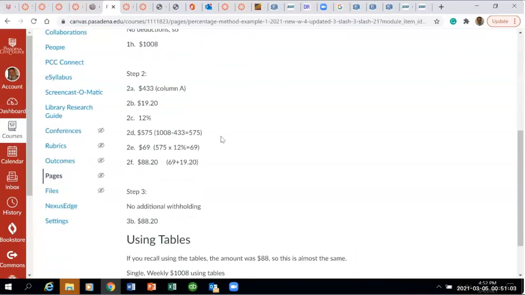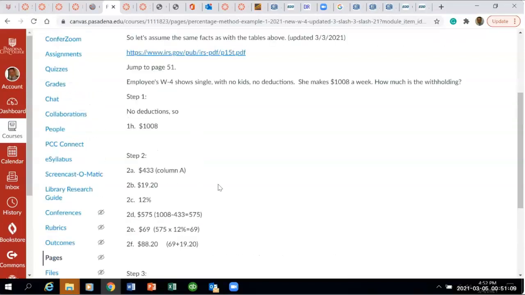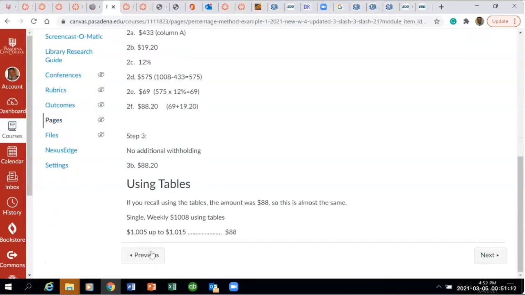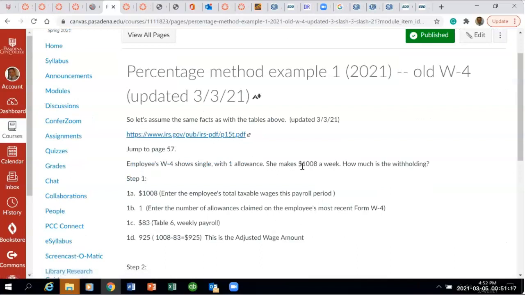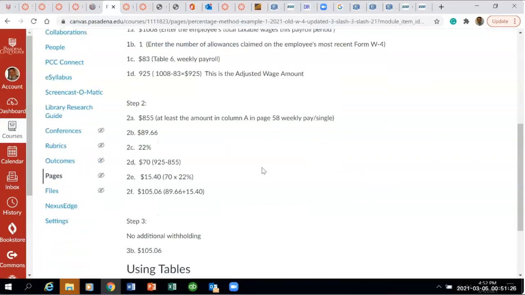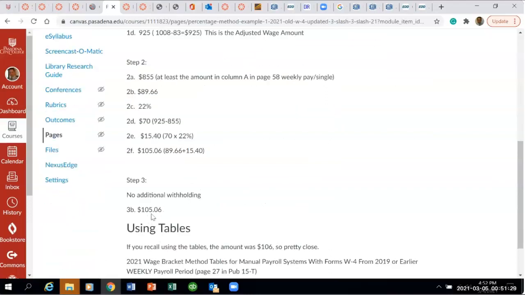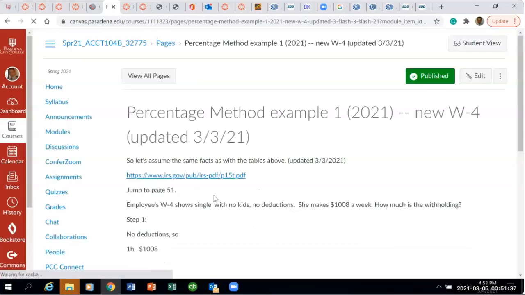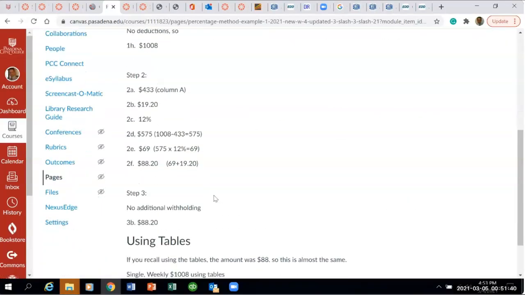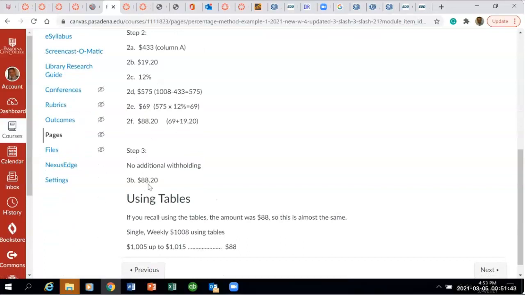So previously this ends up to be 8820. No, now it's based on new W-4 is 8820. So if I go to the previous problem, here, one allowance, she makes 1,008 a week. And we did it with the older W-4, and it was 105.06 using percentage method. But now using the new W-4, instead of 105.06, ends up to be $88.